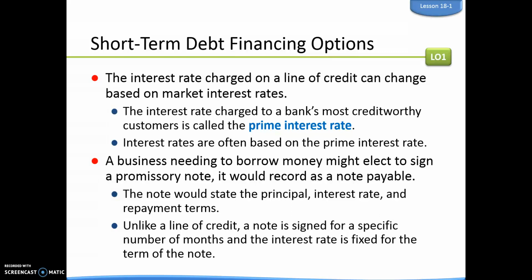Okay? A business needing to borrow money might elect to sign something called a promissory note. And that gets recorded for us as the business as a note payable. It means that we now owe people money. Okay, that note obviously is going to state the principal, which is the amount that we borrowed, the interest rate, and then any repayment terms that are there. Unlike a line of credit, a note is actually specified for a specific number of months and the interest rate is fixed, whereas with a line of credit, the interest rate can change.